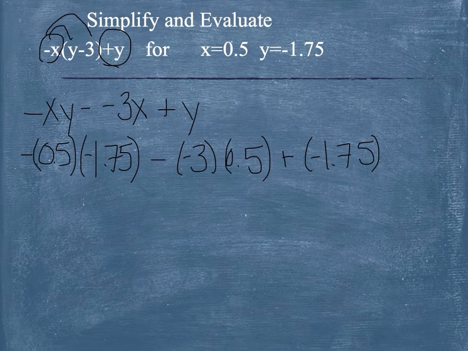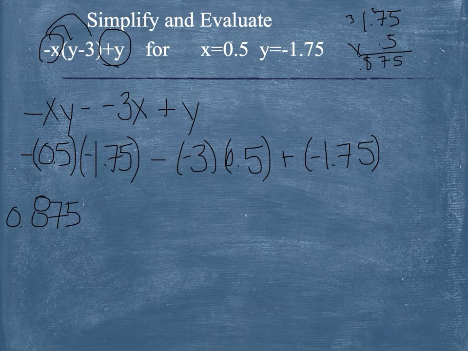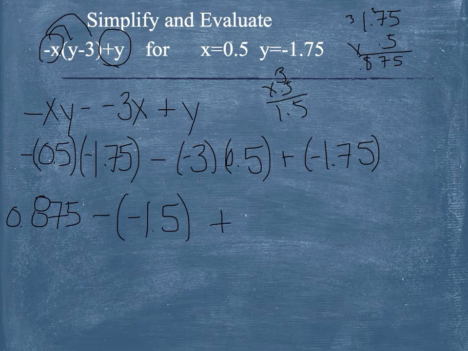Now I can multiply 1.75 times 0.5. That's 0.875, and that would be positive. Let's see. Minus negative 3 times 0.5 is 1.5. That'd be negative. Plus negative 1.75.